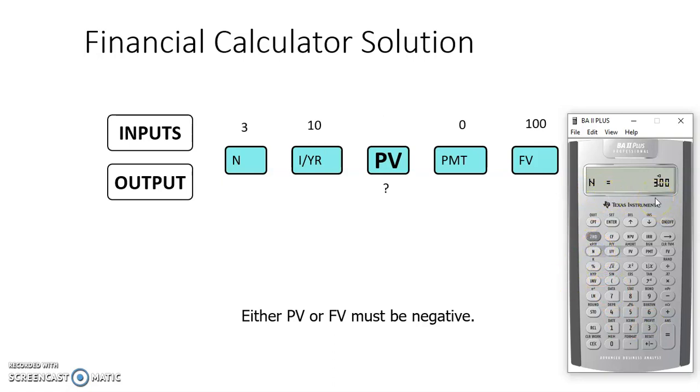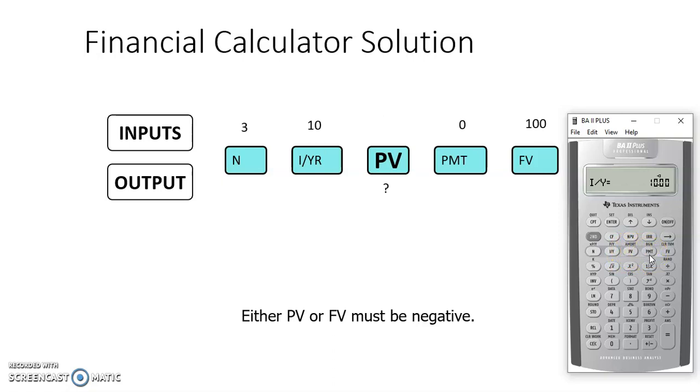The interest rate is 10%. So I'm going to put in 10 and hit I/Y, essentially saving the interest rate per year as 10. Remember, the financial calculator does not require a 10% or a 0.1, just the 10. We're looking to calculate the PV, so let's move on.